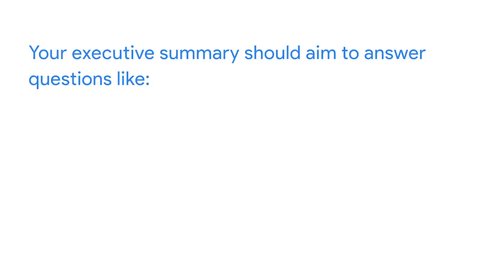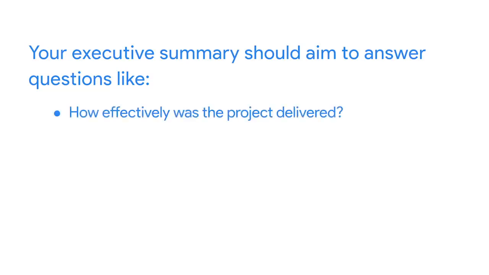The purpose is to give senior stakeholders a concise and strong description of positive outcomes within the project without giving them too much information or being too vague. When creating an executive summary, ask yourself this question: if an executive didn't have time to read all of the project documentation and only had time to read this executive summary, would they be able to understand the project highlights? Your executive summary should aim to answer questions like, how effectively was the project delivered? And what did we learn from it?